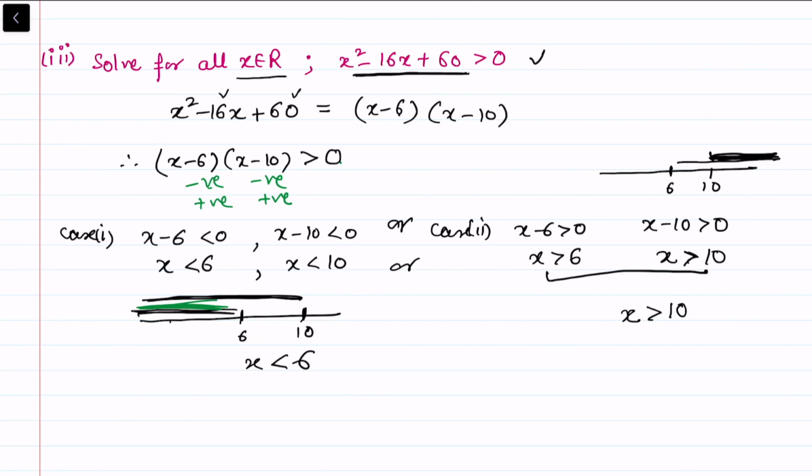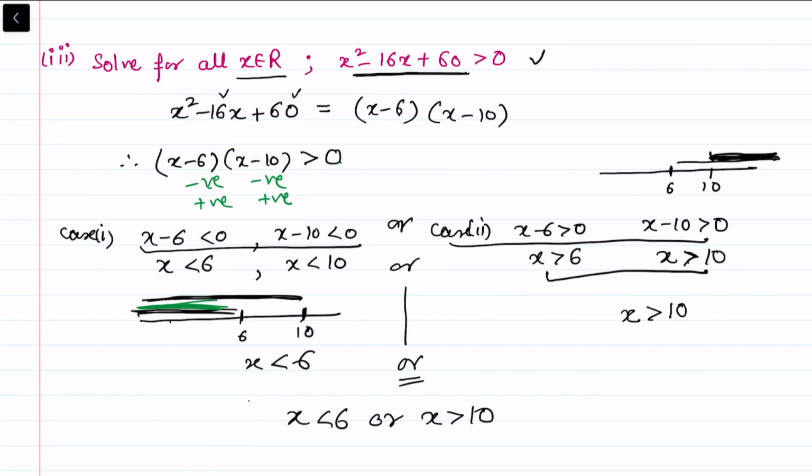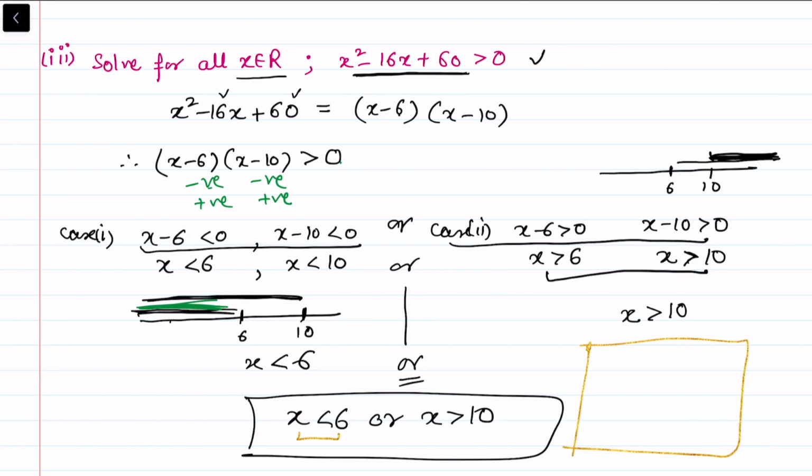And in between these two cases we will have the option or, because either this case will hold or this case will hold. So this means solution is x is less than 6 or x is greater than 10. And also in the interval form you can write it is minus infinity to 6 union, because it is or, we can take x is greater than 10. So this means it is 10 to infinity. So for these, it will give us the solution.